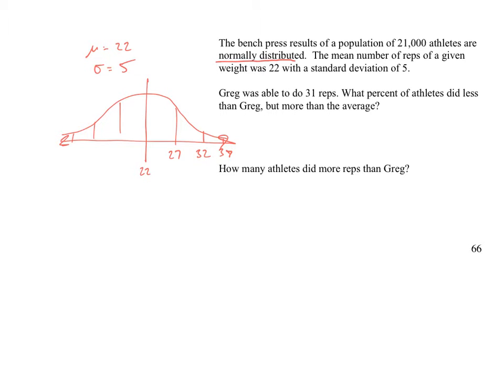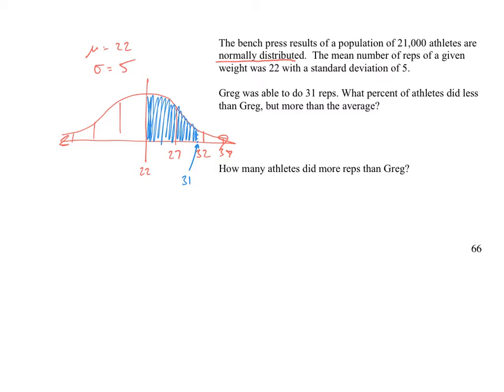So just so you're picturing what's going on with this bell curve right now. What percent of athletes did less than Greg, but more than the average if Greg did 31 reps? So one thing we're noticing here is that Greg falls right about there, and our empirical rule is not going to be very helpful to us. So we want to know what percentage of the athletes did worse than Greg, but better than the average, because Greg is there at 31. So a couple things we need to do first is we need to get Greg's z-score. We need to figure out exactly where Greg is on that x-axis in terms of normal distributions. And then we need to figure out the percentage of athletes that did worse than Greg.